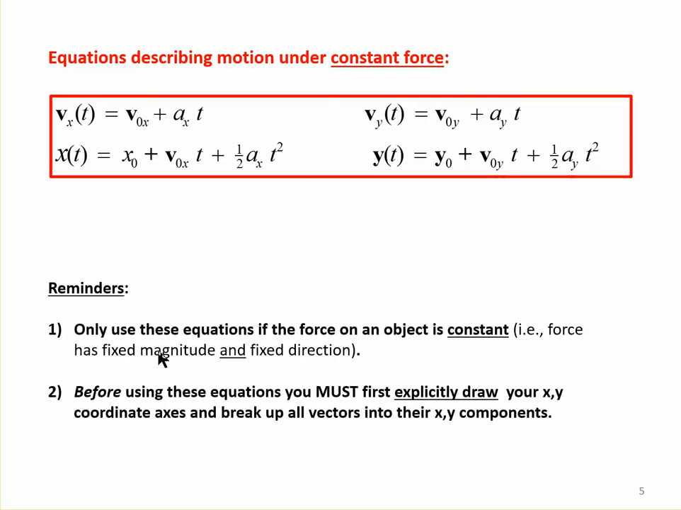Two quick reminders. These equations describing the position and the velocity of an object are only valid if the force on the object is constant. So whatever force is acting on the object, it can't change size and it can't change its direction. If it does, don't use these equations. But if it's a constant force, then these equations are the ones that you'll be able to use to describe the velocity and the position of the object.